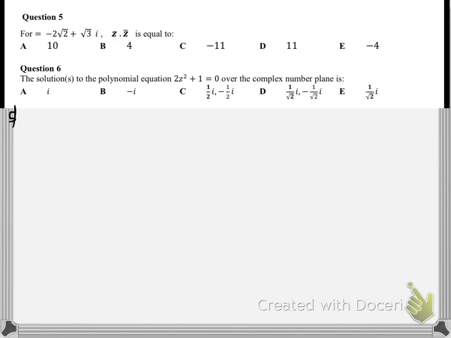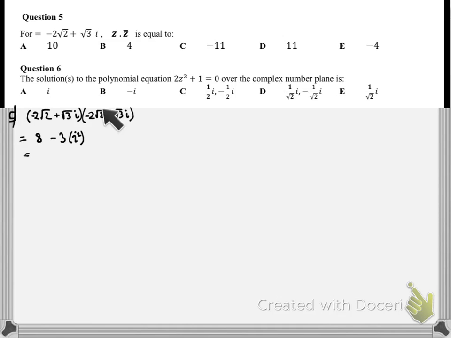Alright, next question. So for negative 2 root 2 plus root 3i, we have to work out z multiplied by z hat. So z hat is the conjugate of the complex number. So there's z, our complex number, and we're going to multiply by the conjugate. And all you do is change the sign of the number in front of the imaginary part. So where it was a positive root 3i, it becomes now a negative root 3i for the conjugate.